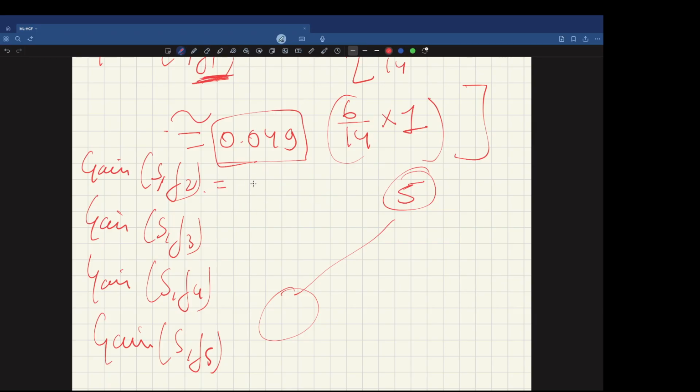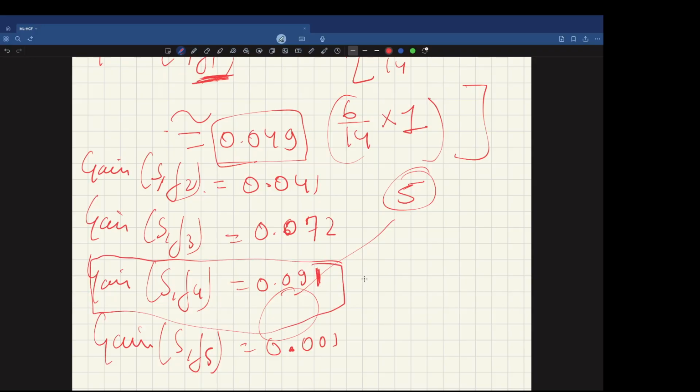If feature 2 was having 0.041, feature 3 is having 0.072, feature 4 having 0.091, and feature 1 having 0.001. So the highest value you will pick. The highest value is of feature 4. You will make this the root node.